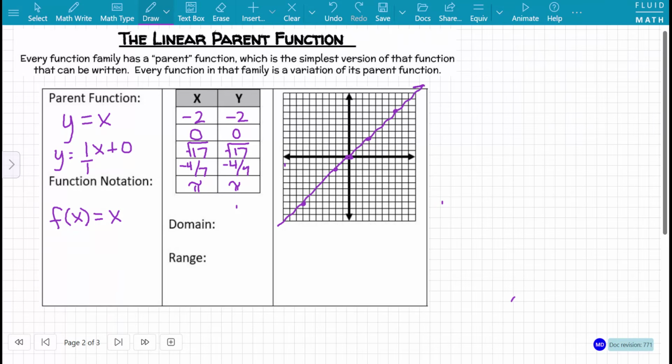Okay, so here's my line. Pretend that line is straight and not all squiggly. That is our linear parent function. So here's a couple things we're going to notice about it. Number 1, m is 1, b is 0, and it is proportional, which means it's also direct variation.